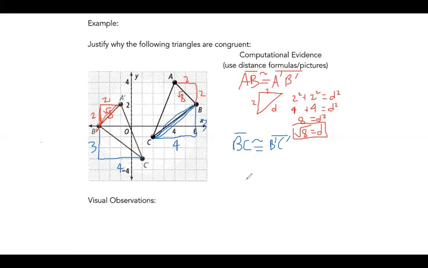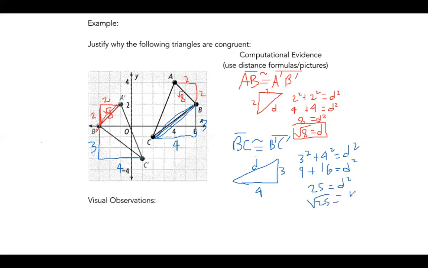And if I just draw that triangle there, 3 by 4, and find the distance for that, I could say that 3 squared plus 4 squared equals distance squared. That's going to be 9 plus 16 equals the distance squared. And just make sure you're square rooting. This one is a nice perfect square, so the distance is equal to 5.